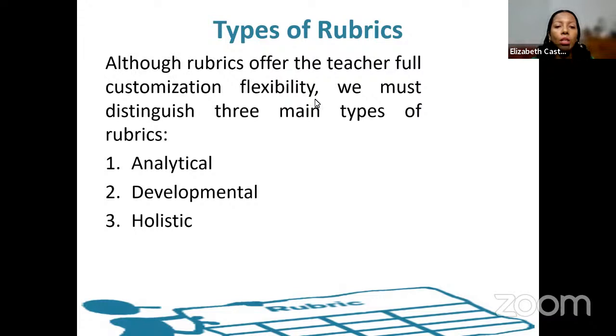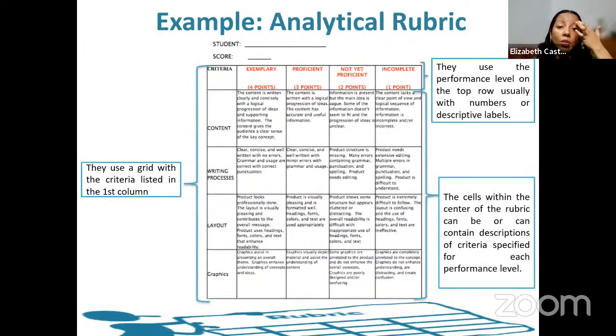Well, talking about the different kinds of rubrics, rubrics offer the teacher full customization and flexibility, because we can distinguish three main types of rubrics: analytical rubric, developmental rubric, and holistic rubric. Well, let's see. What is an example of an analytical rubric? First of all, we should take into consideration that we have to create our own formats when we have, for example, a presentation in class, when our students have to deliver or perform anything in class. So each of the students should have a page that you have already given them with the criteria that they are going to be evaluated in the assignment.